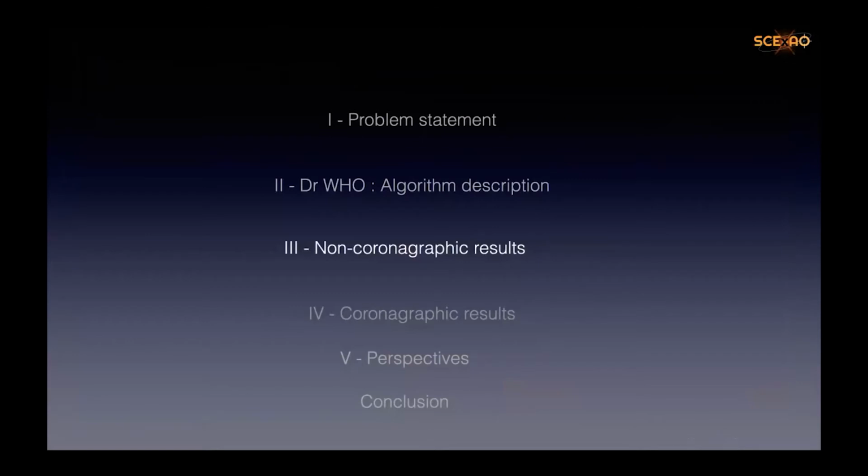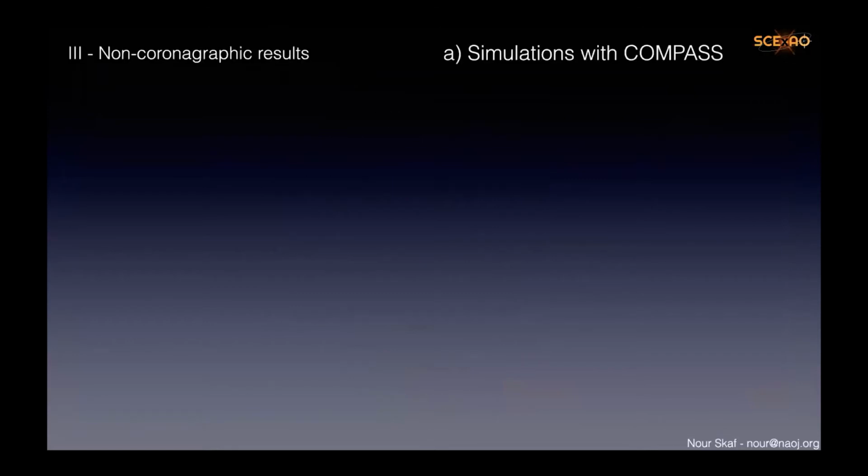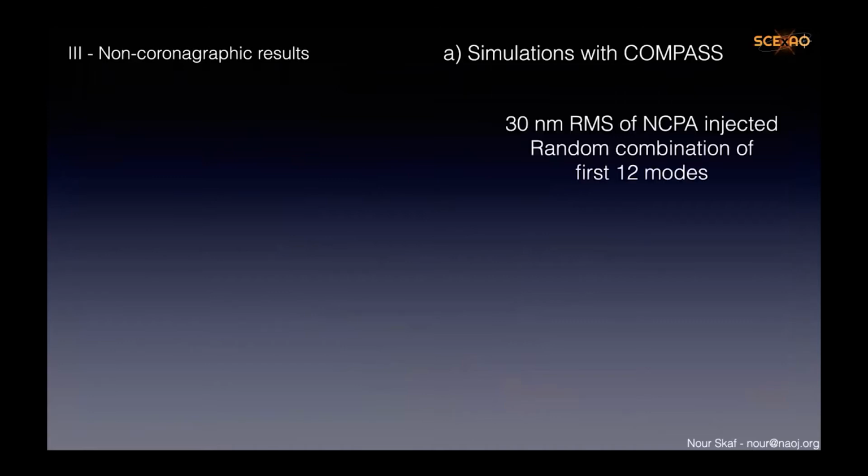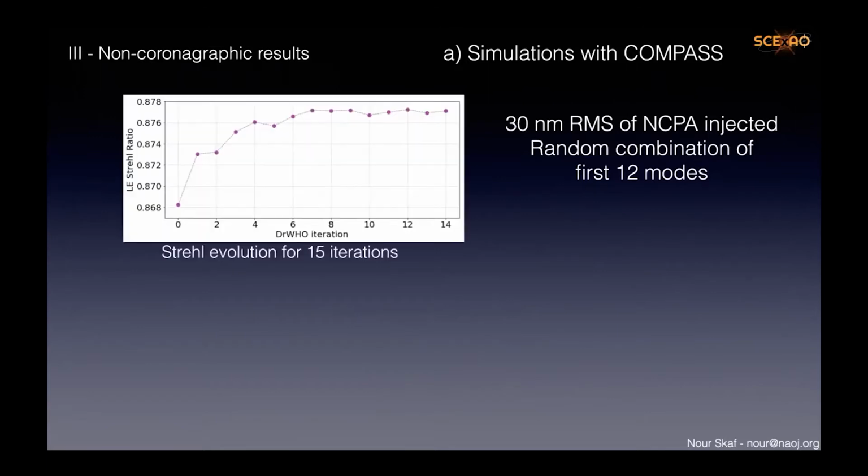All right, so I'm going to first present some non-coronagraphic results. First, I did some simulations with the COMPASS simulation software. It's an end-to-end adaptive optics simulation tool, super powerful and super great. What I did is I simulated SCALE on it, and I injected 30 nanometers of NCPAs with a random combination of the first 12 modes, and wanted to see whether Dr. Who would be able to correct them or not.